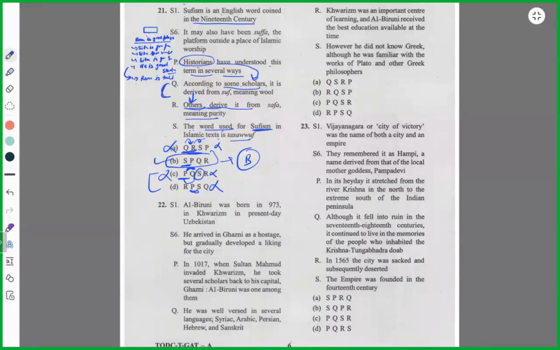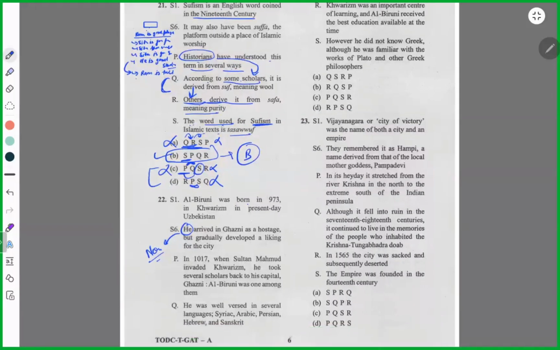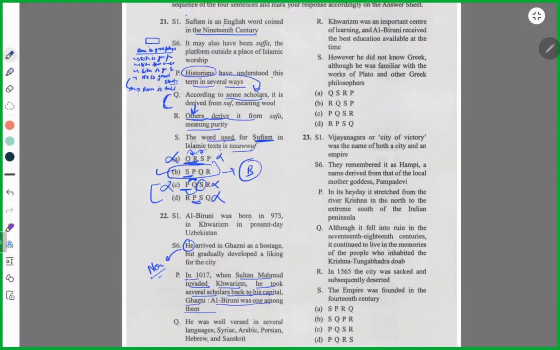Now see, next thing. Al-Biruni was born in 973 in Khwarizm in present-day Uzbekistan. He arrived in Ghazni as a hostage, but gradually developed a liking for the city. Let us say he. Definitely there will be a noun. We need to find that. Our mission is to find the noun. Next, let us read this. In 1017, when Sultan Mahmud invaded Khwarizm, he took several scholars back to his capital Ghazni. Al-Biruni was one among them. Certain general facts are mentioned. Let us see where we can fit it.